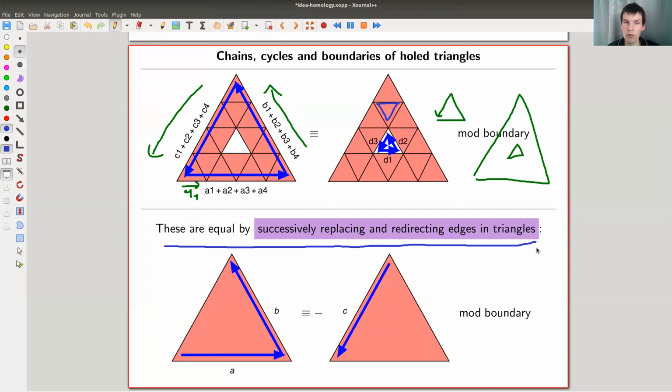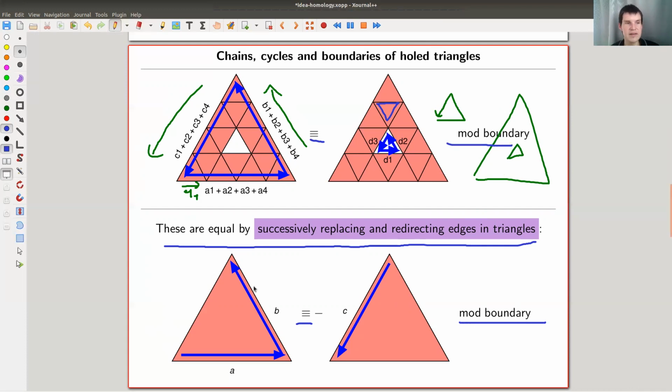And we found one hole. We found many ways to go around this hole, or two ways to go around this hole. You can find many ways, of course. But both of them are equivalent if we factor out boundary. So they're congruent mod boundary. That's what I write here. Congruent modulo boundary, right?